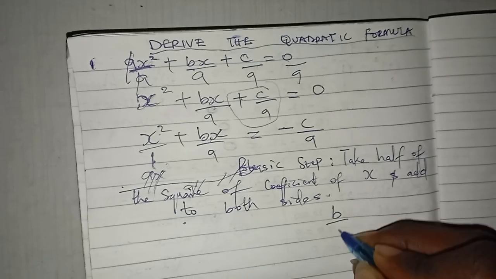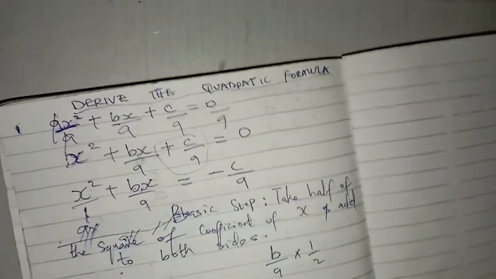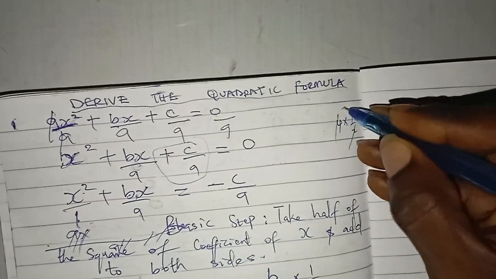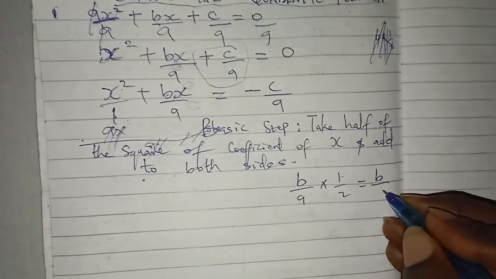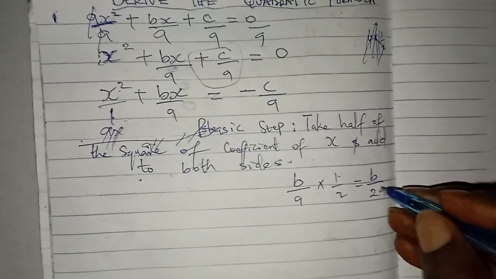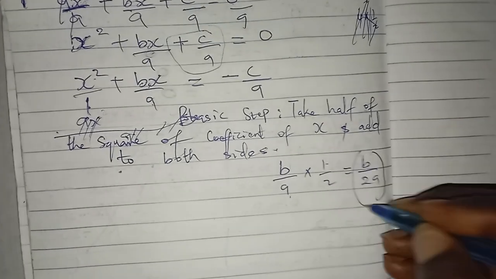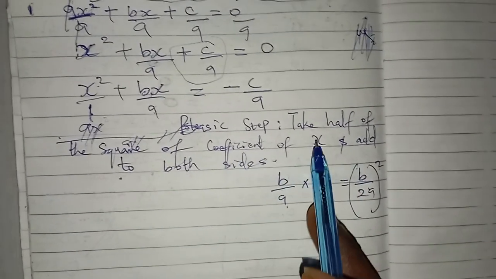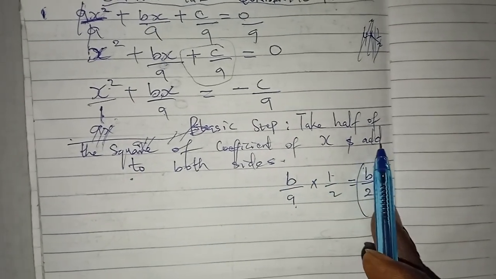They say we should take the half. So this is the same thing as saying times half. See what I mean? Half of 4 is the same thing as saying 4 times 1 over 2. So half of b over a is the same thing as b times 1 over 2a, which is b over 2a. Then we should get the square. So once we get the half, we'll square it.